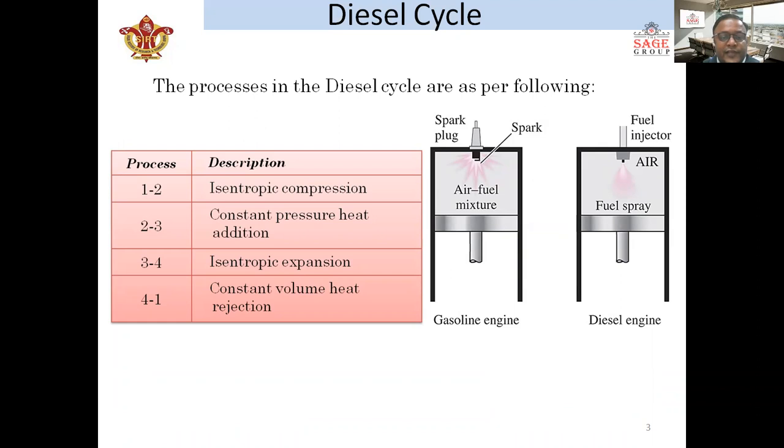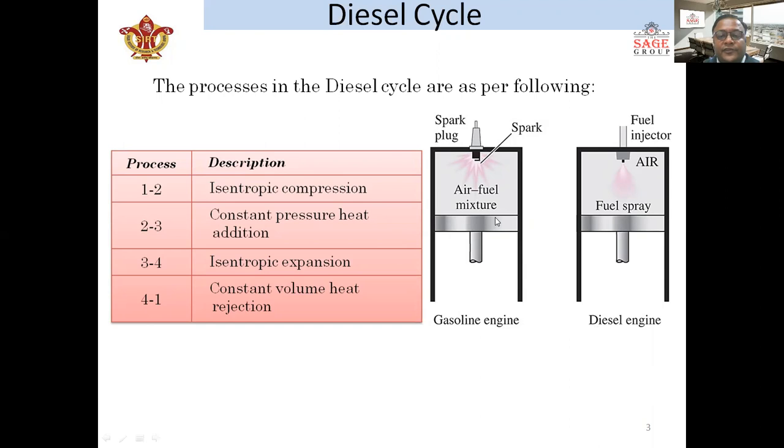3 to 4 is the isentropic expansion. After the combustion process is completed, the expansion process is initiated due to gas expansion. It takes place from TDC to BDC. 4 to 1 is the constant volume heat rejection, where the exhaust gases are exhausted into the atmosphere. So there are two types of engine to differentiate: the gasoline engine and the diesel engine.